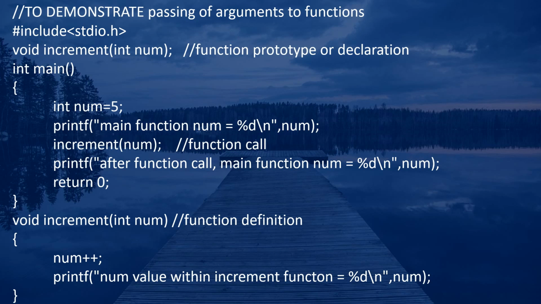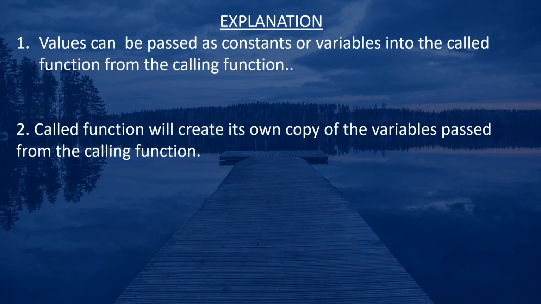So this is also called calling by value. Call by value. Call by value means you are passing a copy of the variable to the called function. In the called function, whatever modifications you do to the variable won't be affected. It won't affect the variable in the calling function. This is called calling a function by value. Okay, so this is the explanation here. Called function will create its own copy of the variables passed from the calling function.